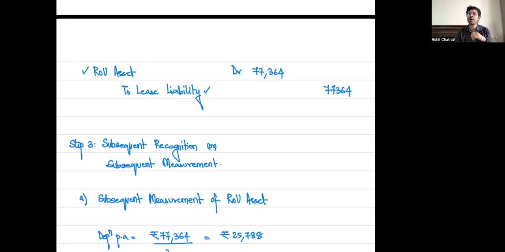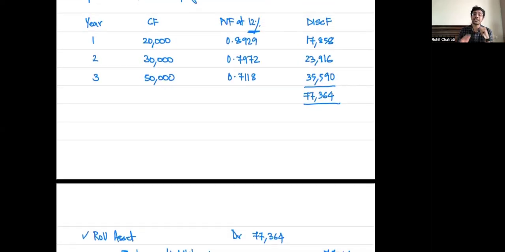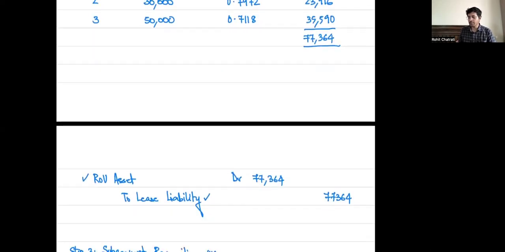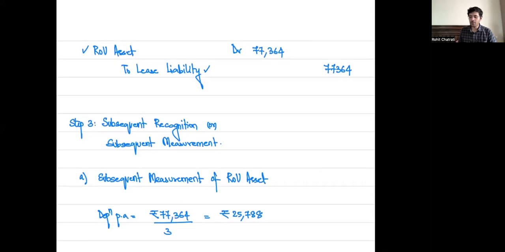At what rate are we going to recognize interest? The answer is we will be recognizing interest using 12 percent. What is the interest going to be for year one? The interest for year one will be 77,364 multiplied by 12 percent. Principal multiplied by the interest rate is going to give you the interest amount.